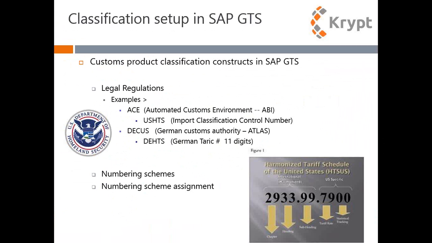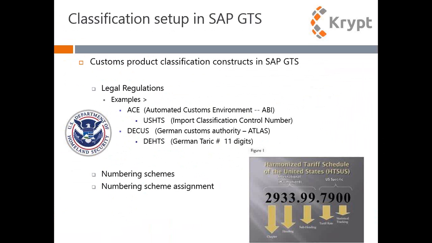Okay, so GTS can effectively manage global customs clearance using the customs classification. So again, using the U.S. as an example, we can manage customs clearance for the local authorities around the world, but in this case, it's a U.S. example. And we look at the regulation ACE, so Automated Customs Environment. And that has a USHTS numbering scheme assigned to that. So now we can upload and manage those fully qualified tariff schedules for the products that exist in our system.